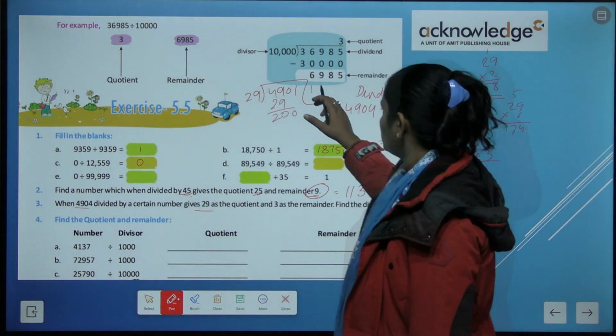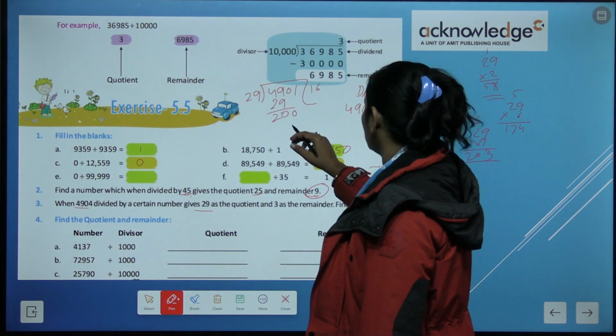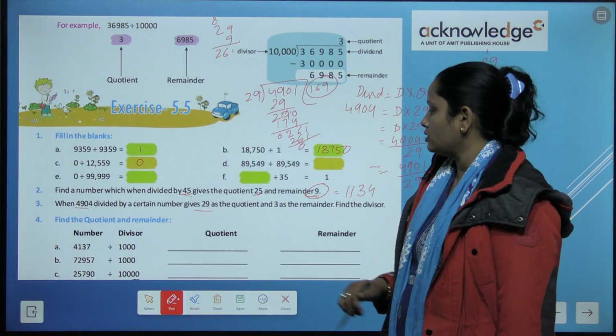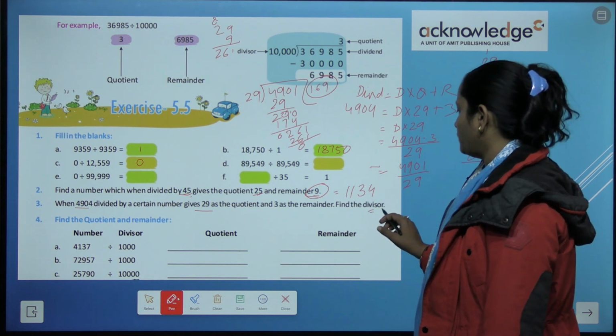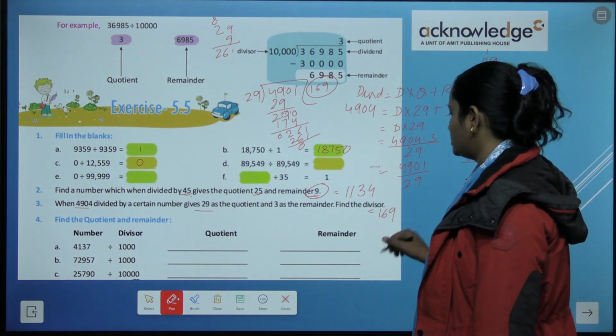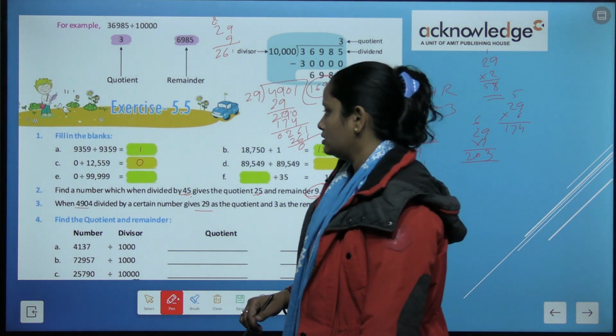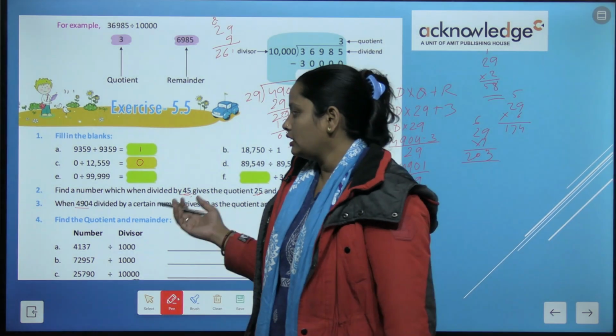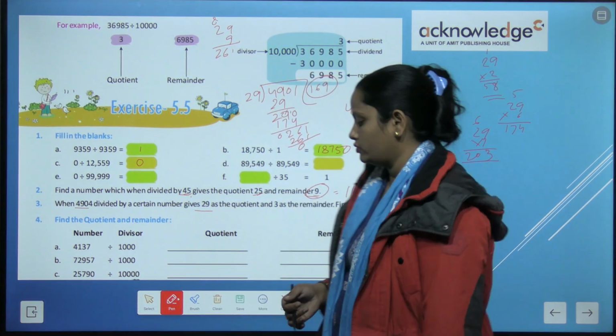Let's see. So it's 6 times 174. So here this is a number. Divisor is 169. So like this you have to do these 2 questions that we have done. Now let's move on to question number 4.